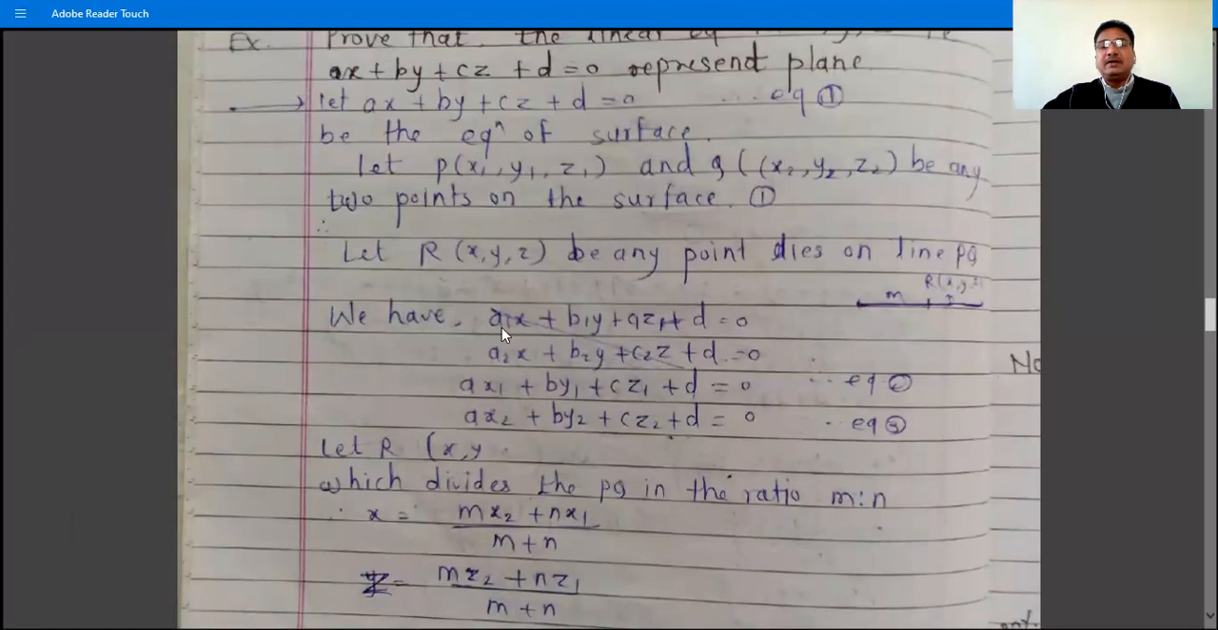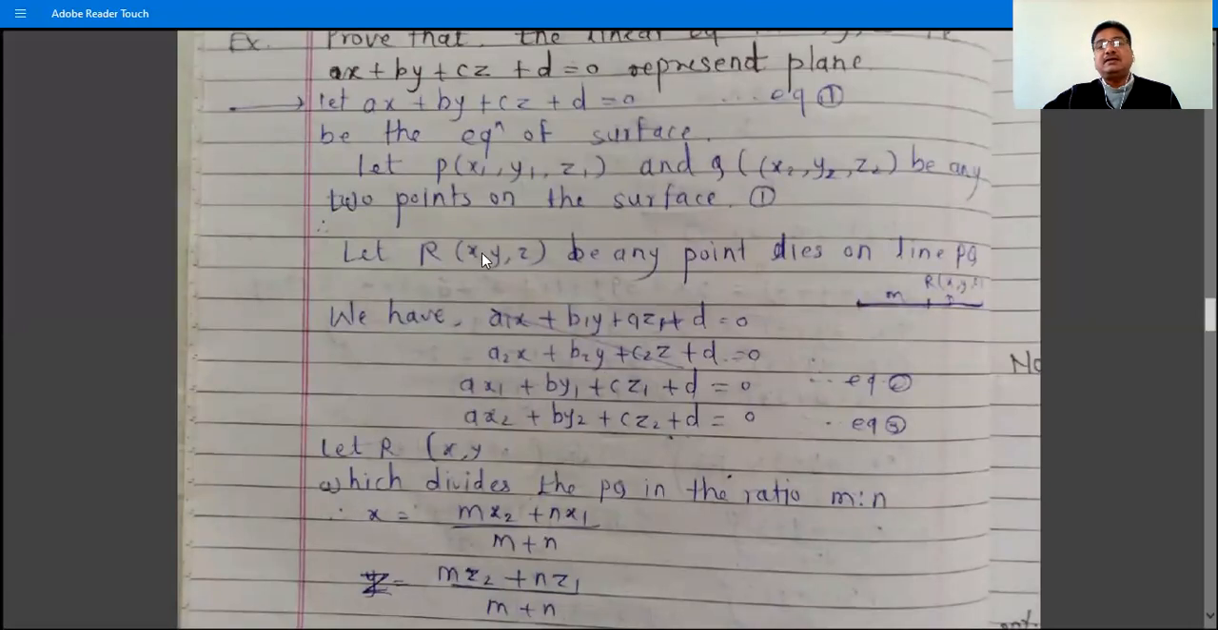That is, we have ax1 plus by1 plus cz1 plus d is equal to 0, equation number 2. Writing this same statement: let P(x1, y1, z1) and Q(x2, y2, z2) be any points on the surface 1, therefore we have ax1 plus by1 plus cz1 plus d is equal to 0. That is, this point x1, y1, z1 satisfies this equation. Also this point x2, y2, z2 satisfies this equation. We have ax2 plus by2 plus cz2 plus d is equal to 0. So after writing this statement, write these two equations.